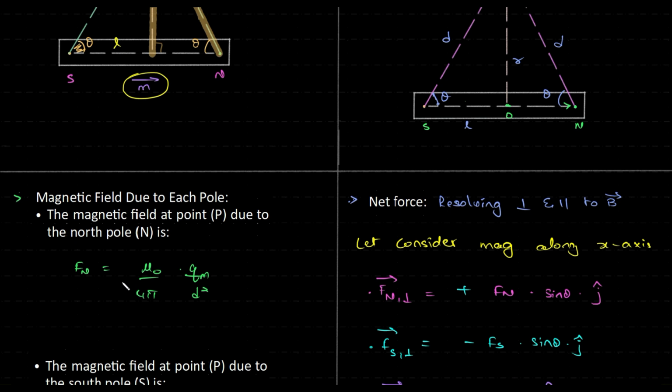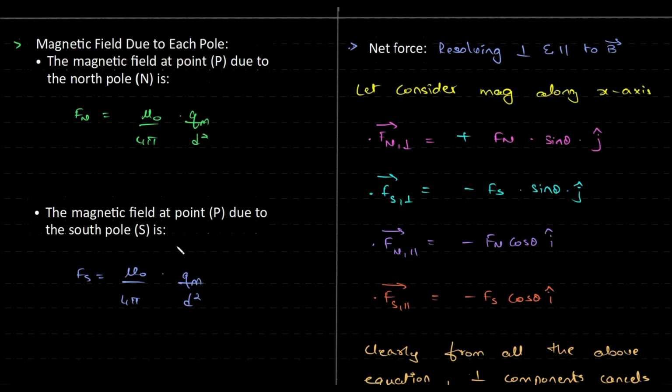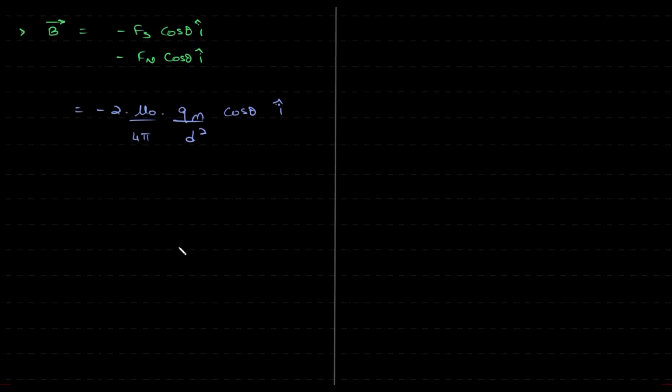So let's substitute one at a time. First, we'll substitute cos theta. Cos theta is adjacent L by D. It's L by D. Agree? So this will be minus 2 mu naught by 4 pi. 2 we'll keep it. You will see why. Qm by D square, L by D. This is because cos theta is L by D.